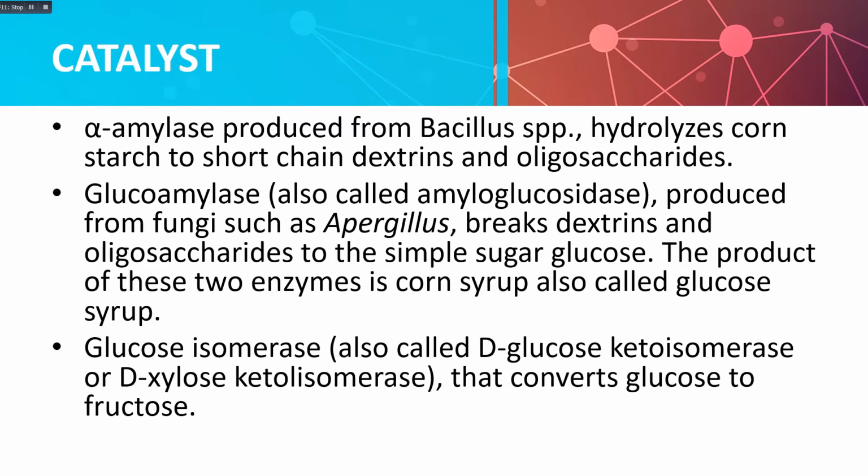As for the catalysts used in HFCS production, the first one is alpha amylase, which is produced from Bacillus species. They hydrolyze cornstarch to short chain dextrin and oligosaccharides. The next one is glucoamylase, which can also be called amyloglucosidase. They are produced from fungi such as Aspergillus. They break dextrins and oligosaccharides to simple sugar.